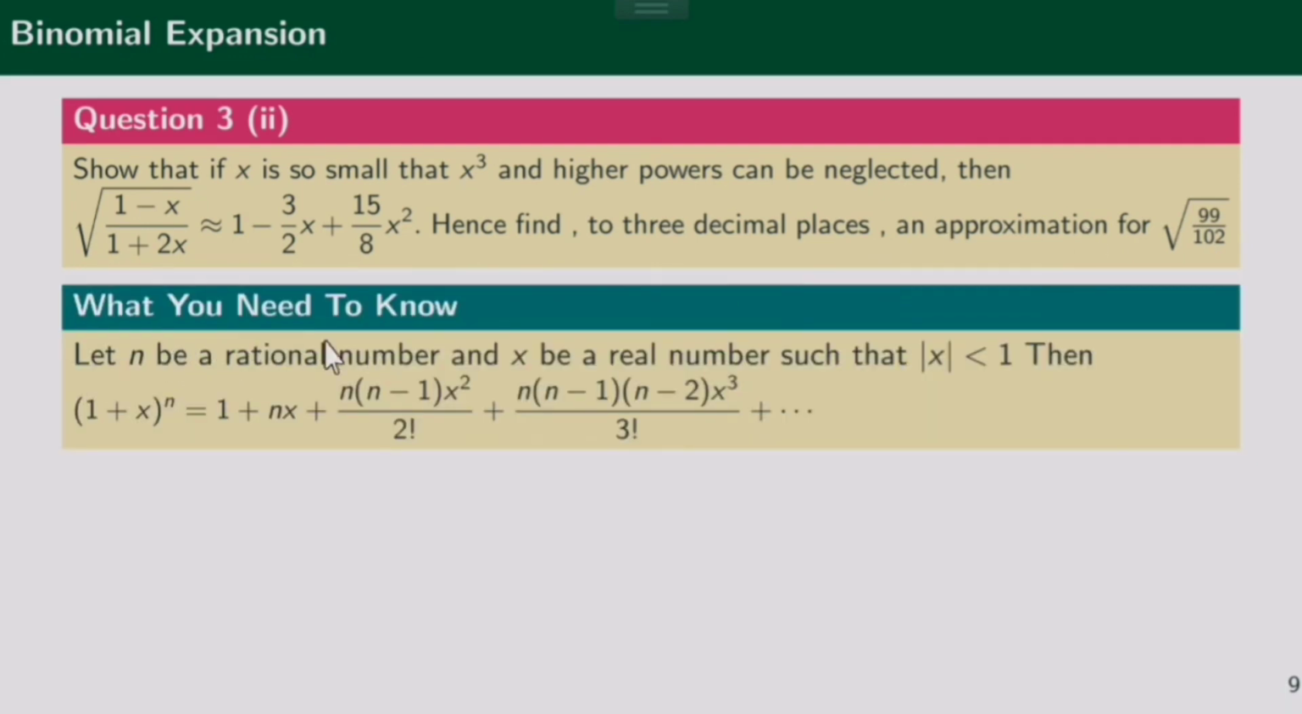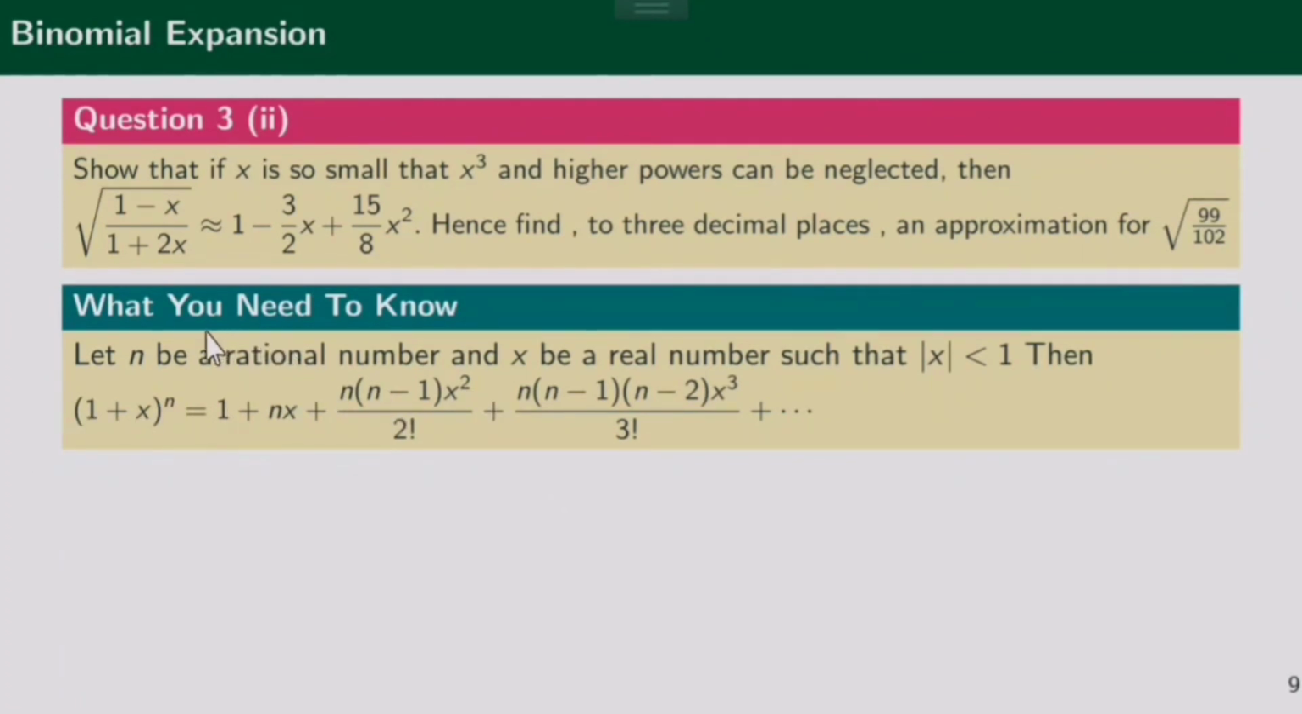All right, what do you need to know? So if n is a rational number or a fraction and x is a real number where the absolute value of x is less than 1, then this expansion is approximately equal to this. So 1 plus x raised to the power n is equal to 1 plus nx, and all of this. So this is what the expansion is.